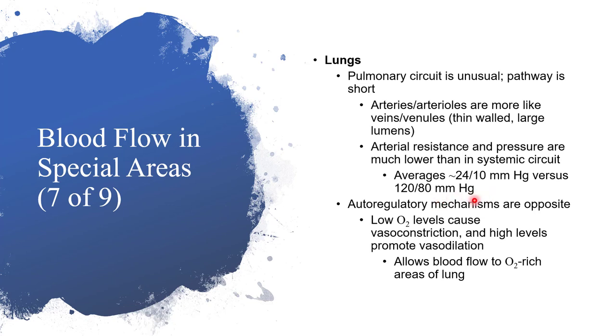And the autoregulatory mechanism for the pulmonary circuit is opposite. When there is a low oxygen level, it causes vasoconstriction, and high levels would promote vasodilation. These mechanisms would allow blood flow to oxygen-rich areas of the lungs, because here you want the blood to flow into the areas that are oxygen-rich.